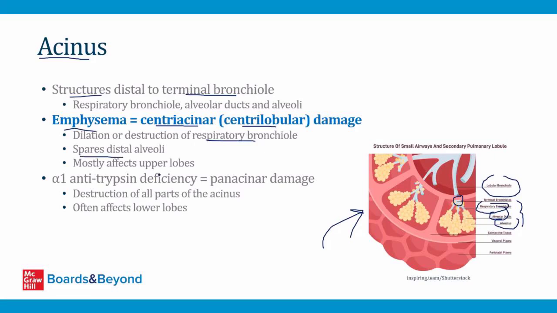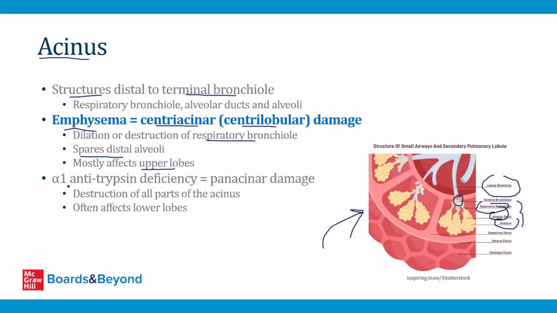And the thought here is that most likely these irritants like cigarette smoke cannot reach the distal alveoli as much as they reach the proximal structures, and that's why you get this centroacinar damage. And as I said before, in emphysema, you see the most predominant damage in the upper lobes.